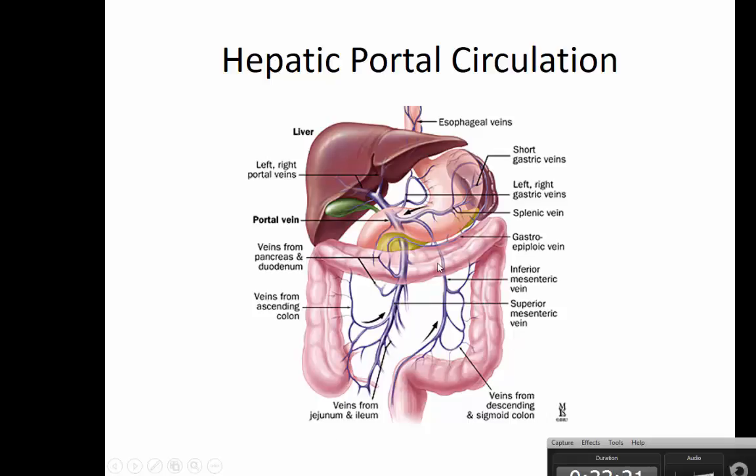So here, if we look from the outside view, here's the digestive tract. There's all these blood vessels leaving the digestive tract, leading to the portal vein, and then heading to the liver for processing. So if we look at the different vessels, this is objective number 7.